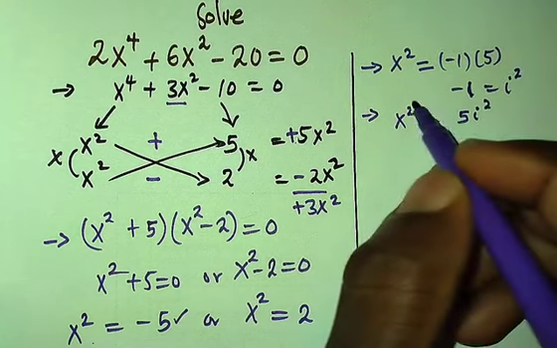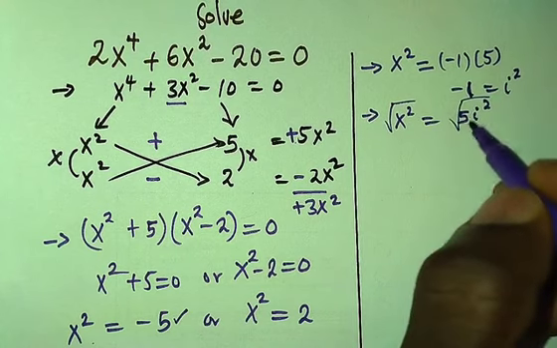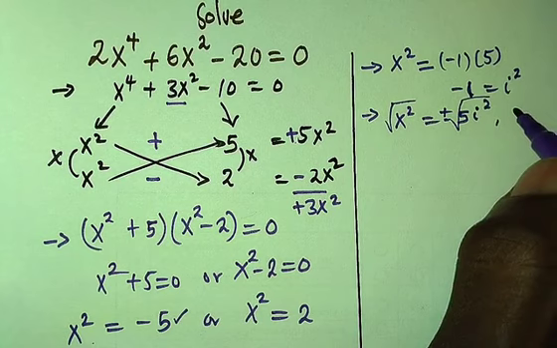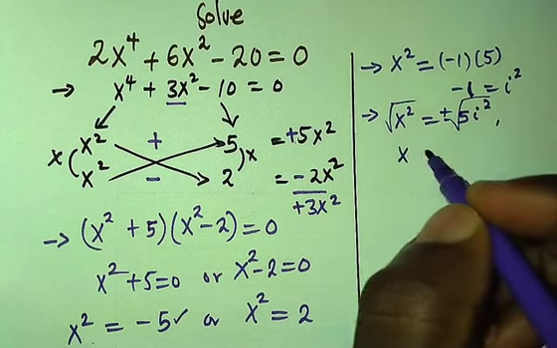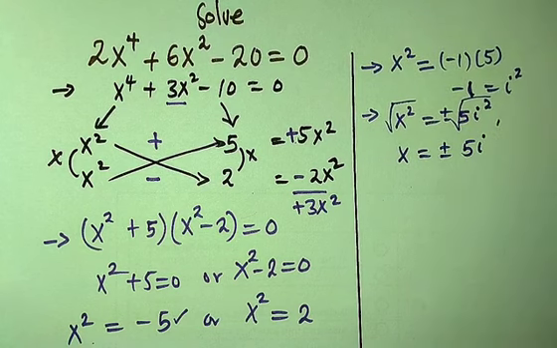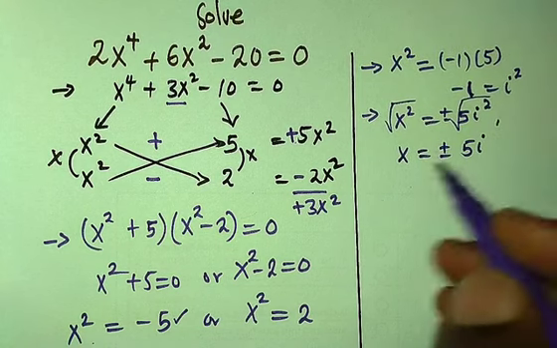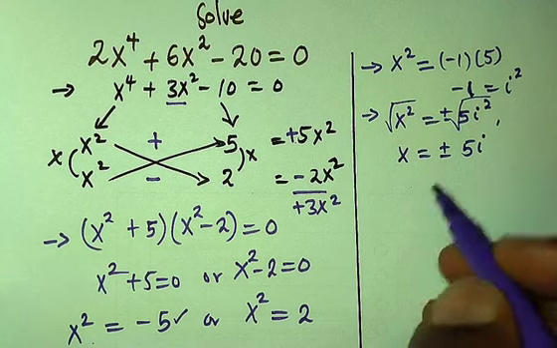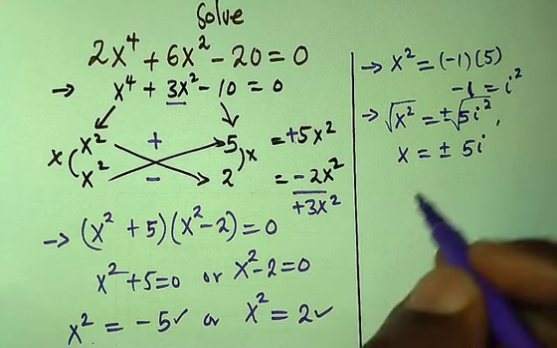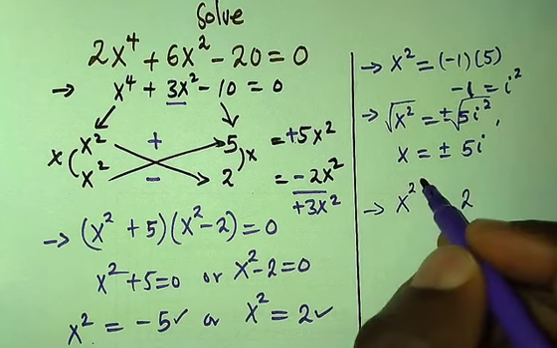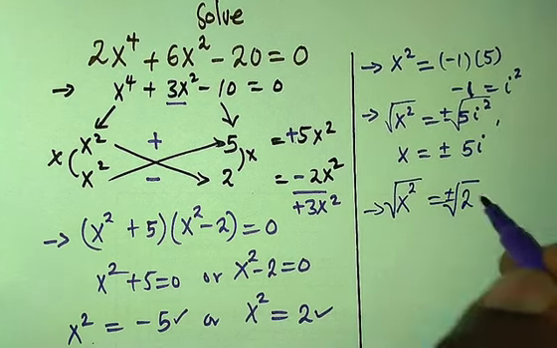So from there, we take the square root of both sides. Taking the square root of both sides, I'm going to be having x equals plus or minus 5i. Are you following? So these are the two possible values, that is the first possible values of x. Then also I pick this one, I'm going to be having x squared equals 2. I take the square root of both sides.